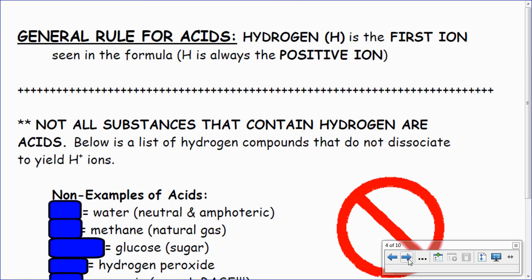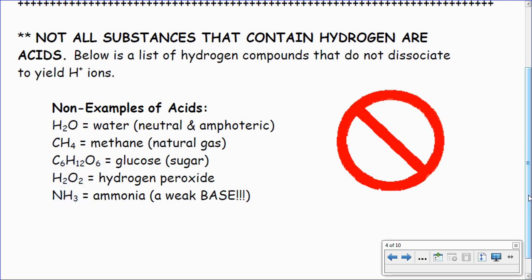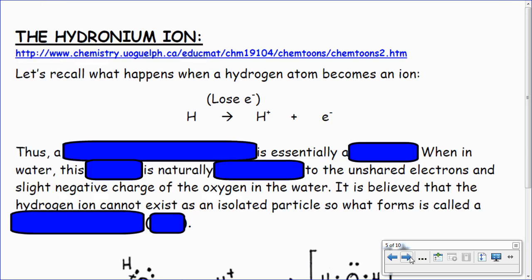Now, general rule for acids, hydrogen is the first ion in the formula. It's always a positive ion. Not all substances that contain hydrogen are acids, though. Below is a list of hydrogen compounds that do not dissociate, so non-examples of acids. Water, it's neutral. It's the product of an acid and a base. Methane, see how the H is in there, but it's at the end. Hydrogen peroxide, ammonia, and glucose. These have hydrogen in them, but they are not considered acids because they do not produce the H+ ion when they're put in solution.